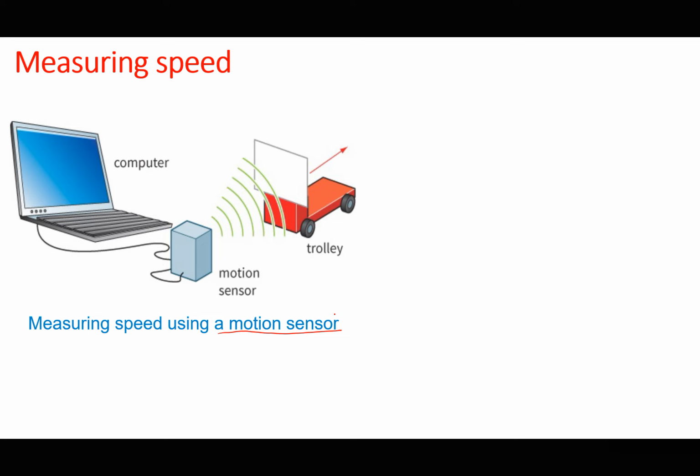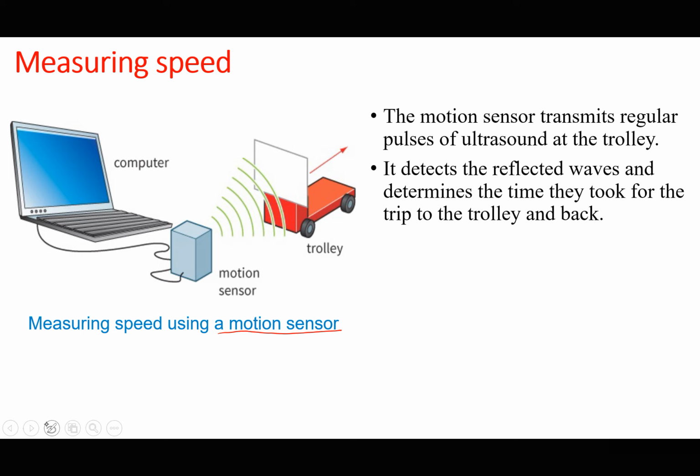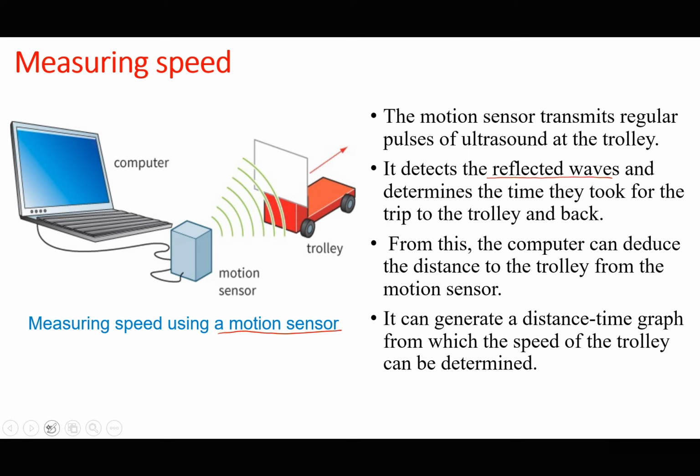It is placed next to the object and sends ultrasound waves, or sound waves, towards the object, and then it receives the reflected waves. It detects the reflected waves and determines the time they took for the trip to the trolley or to the object and back. Then this information is passed to the computer, and the computer deduces the distance of the trolley from the motion sensor, and generates what we call a distance-time graph from this information.